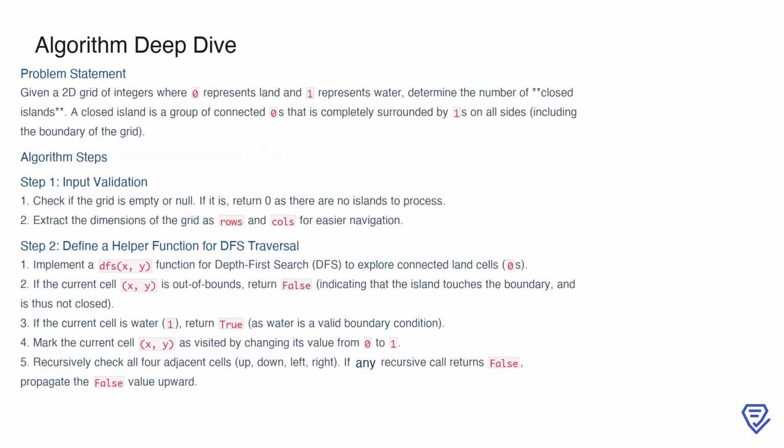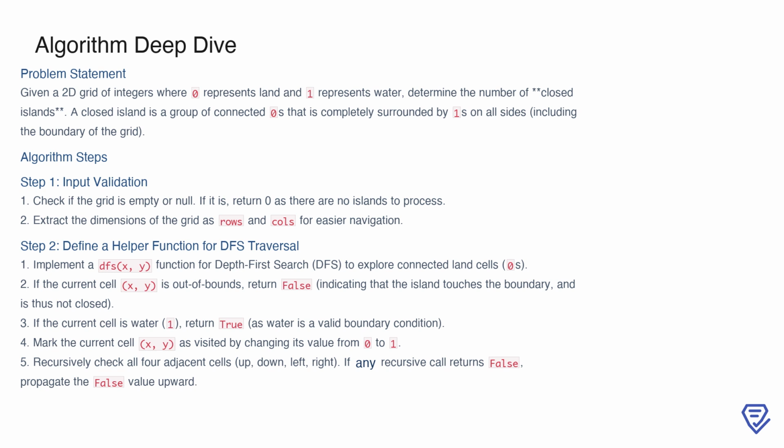The problem asks us to find the number of closed islands in a 2D grid. Here, a closed island is defined as a group of connected land cells, represented by 0s, that is completely surrounded by water cells, represented by 1s. This includes being surrounded by water on the boundaries of the grid itself. To solve this, we can break down the process into clear steps.